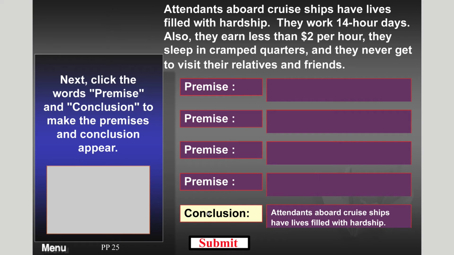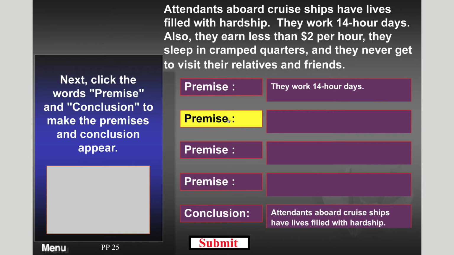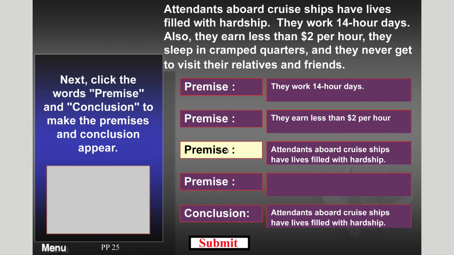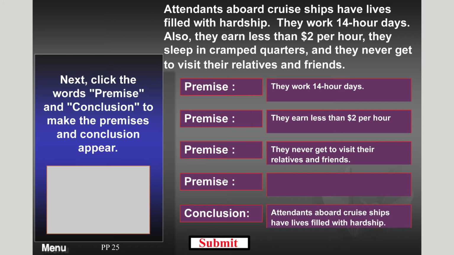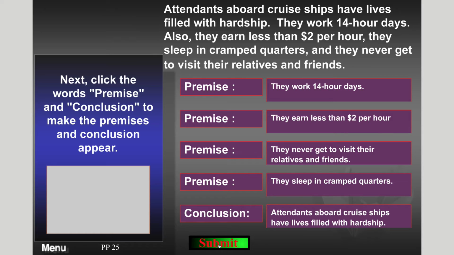So, let's go to the conclusion. They have lives filled with hardship. Why? Because they work 14-hour days. Because they earn less than $2 per hour. Because they never get to visit their relatives and friends. And they sleep in cramped quarters. Right? So notice this is a little bit of a longer argument, right? 3 premises and then a conclusion.